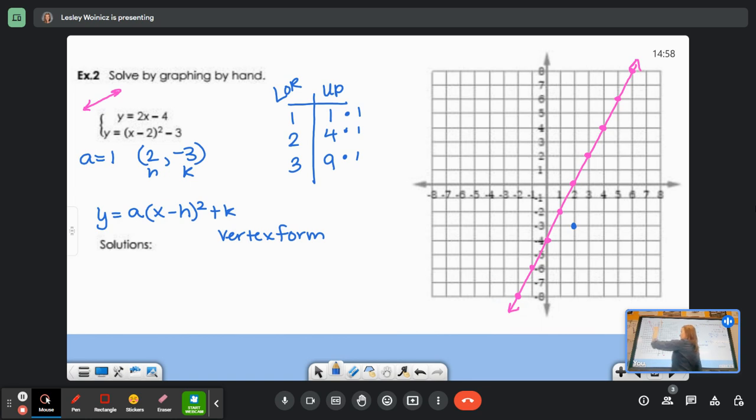So, from your vertex, left 1, up 1, and I have an intersection. Right 1, up 1. From my vertex, left 2, up 4. Right 2, up 4. Not yet, not yet. Okay, left 3, up 9. You should be at the point (negative 1, 6). And then last, right 3 from my vertex and up 9, I'm at the point (5, 6), which is my other intersection.